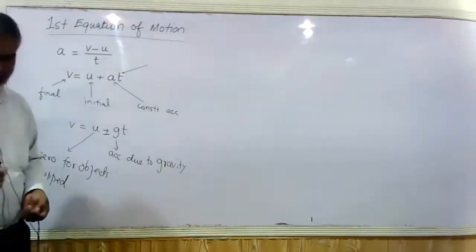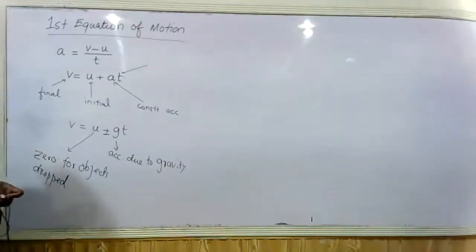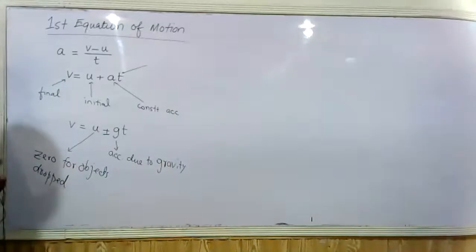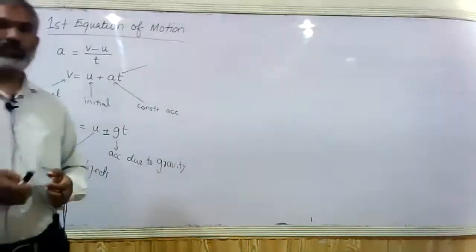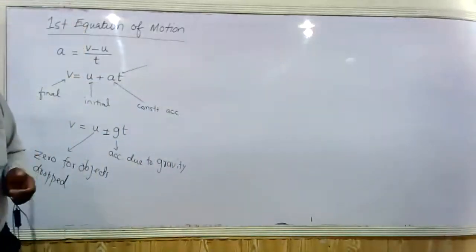But the same object, if it is thrown upward, this is not 0, because no object is expected to move upward with 0 initial velocity. So the initial velocity in the case of an object thrown upward is taken as the velocity with which it leaves your hand. So if you throw an object upwards, or you fire a bullet in the upward direction, you throw an arrow upward, the initial velocity is the velocity with which that object leaves that point from where it is thrown.